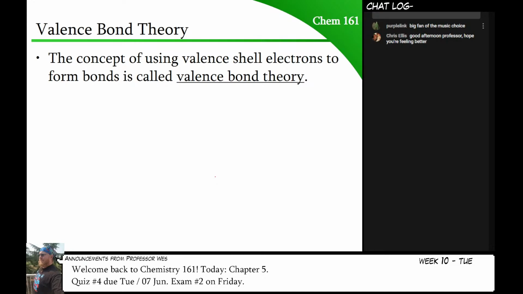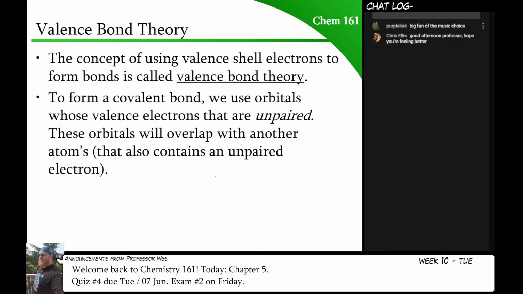Now, the general idea behind these principles leads us to this idea called valence bond theory, which is if I take my valence electrons, I can create bonds with them using whatever orbitals they are sitting in. So what we're going to do is take unpaired electrons in our valence orbitals.